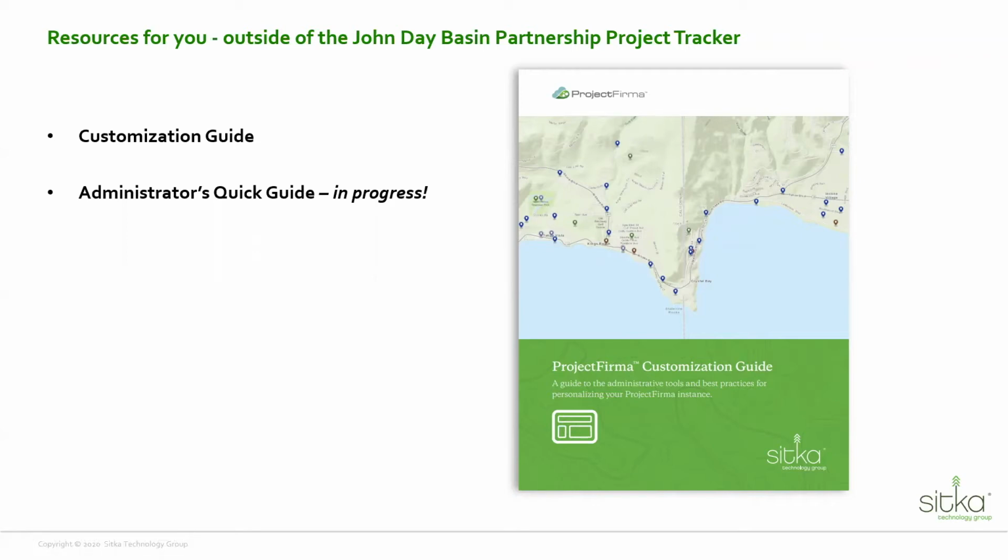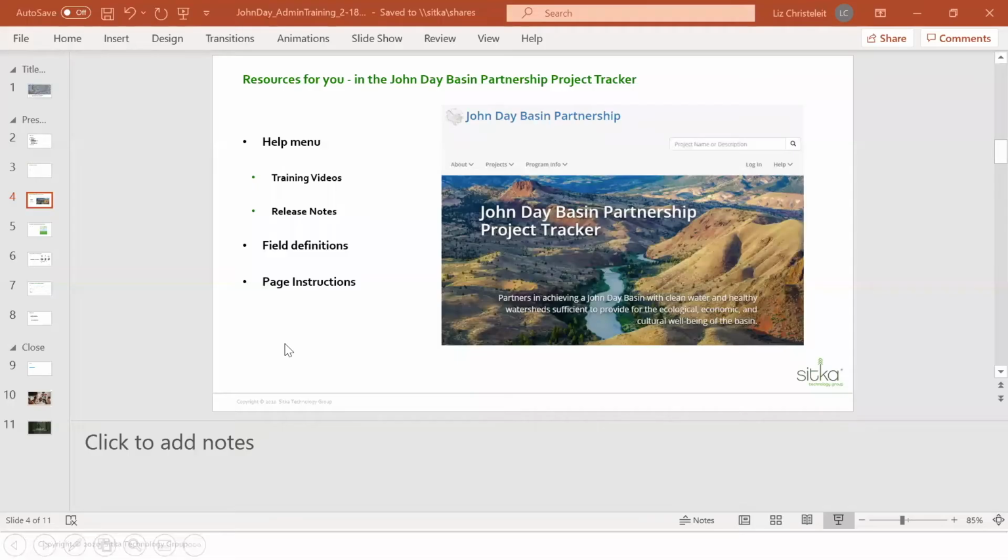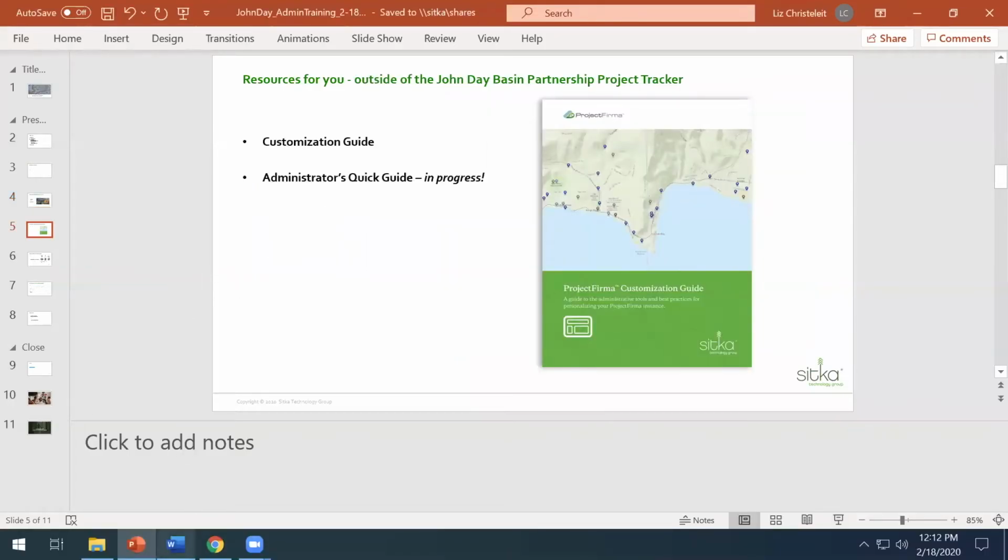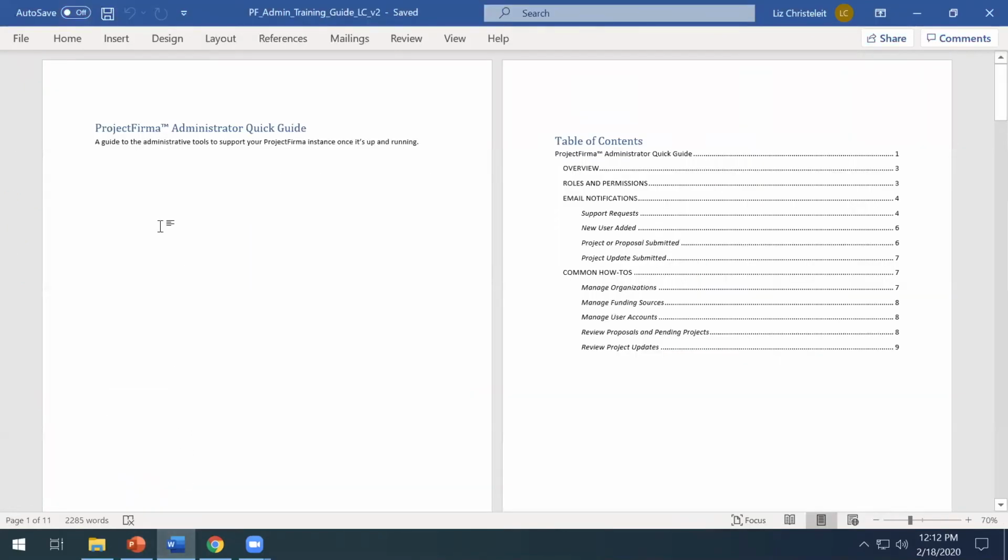We're also putting together what we're calling an administrator's quick guide. And this is something we realized was necessary because once you finish the configuration of the Project Firma project tracker, there's still some management actions that you'll need to take to make sure things are running smoothly. So again, I'm going to jump out of the PowerPoint here and pull up a Word document. So this is a work in progress. We're putting our finishing touches on it. I need to do some final proofreading before we share it with you.